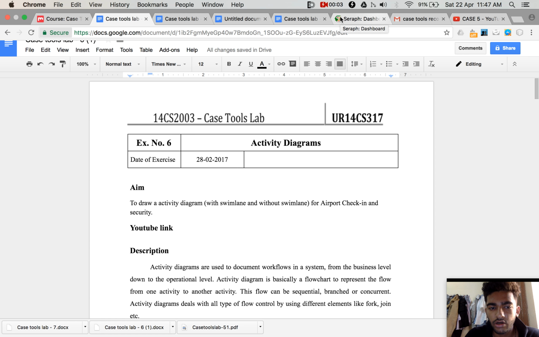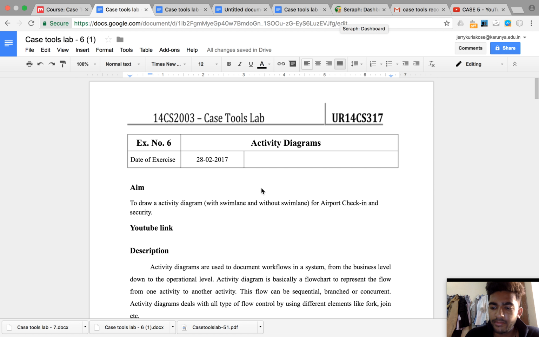This is Jerry Griabus, UR14CS317. This is my experiment number 6, activity diagrams, for the Case Tools lab. My application here is an airport check-in and security system.